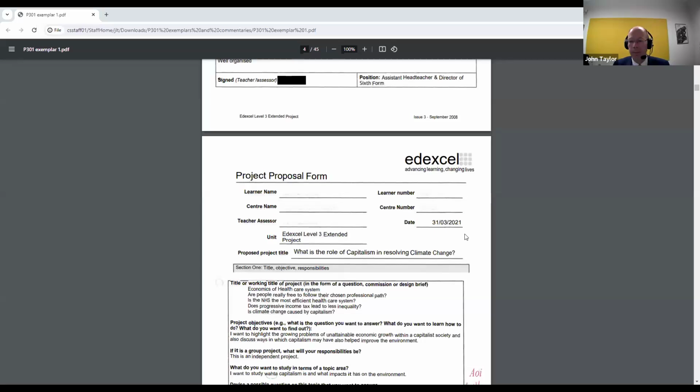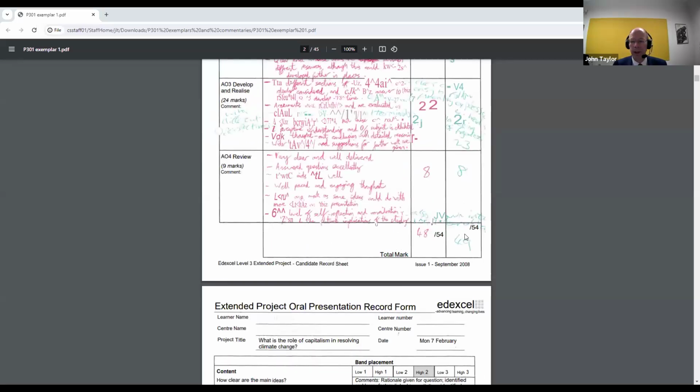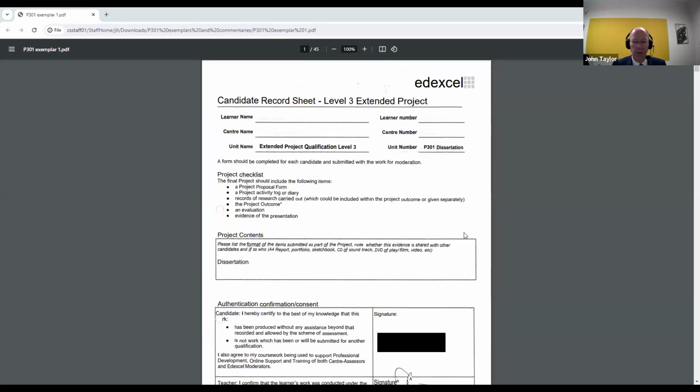So without further ado, let me begin by dragging in an exemplar for the dissertation unit, if I can find the right tabs. Okay, has it worked? Have we got visibility of something that's a P301? Yes. Great. Okay, let's just make that a little bit larger.